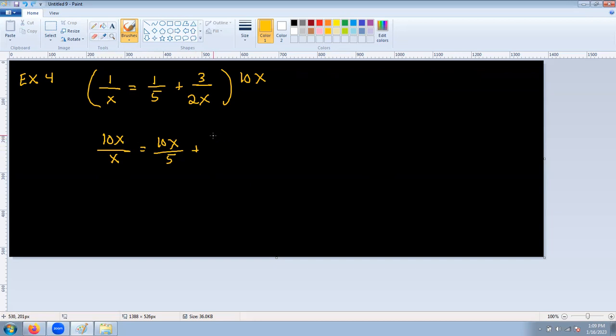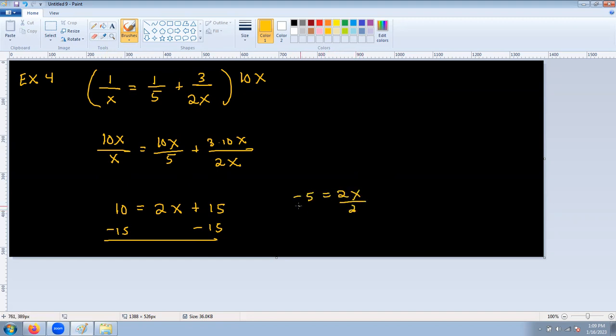Well, let's just do this. 3 times 10x over 2x. So this becomes 10, this becomes 2x, and let's see what this becomes. This is 30 divided by 2, so this is 15, right? Great. So minus 15, minus 15. What we have is negative 5 is equal to 2x, divided by 2, divided by 2. And now we have x is negative 5 over 2. So, kind of an interesting problem there.